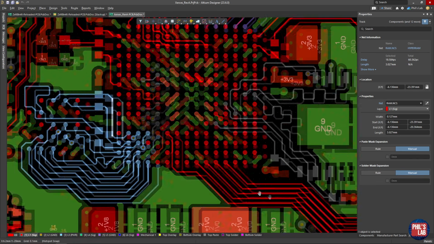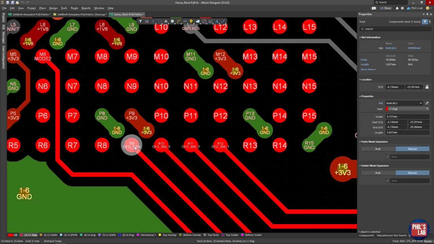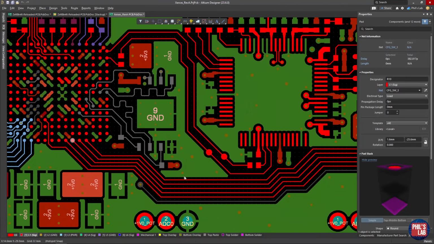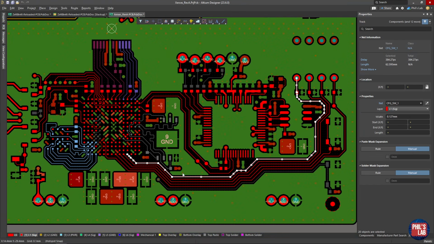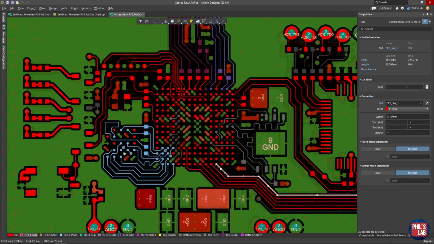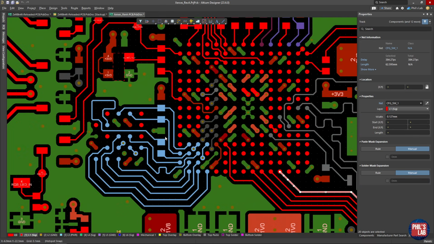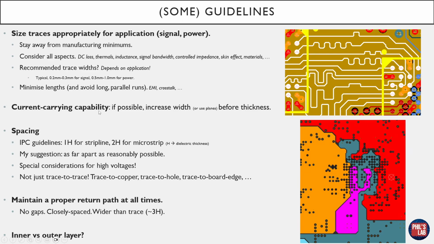Anytime I have lower speed signals, for example, just going to some buttons or some switches, these are fairly long traces because they are effectively DC. But any high speed signaling, I try to keep as short as I can. With regards to current carrying capability, if possible, increase the width of the trace before trying to increase the thickness.